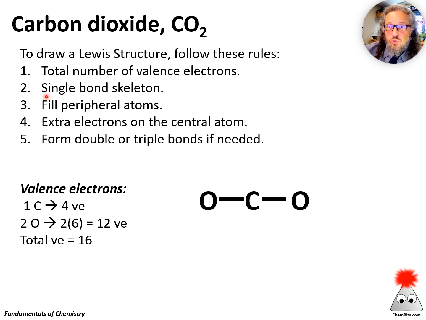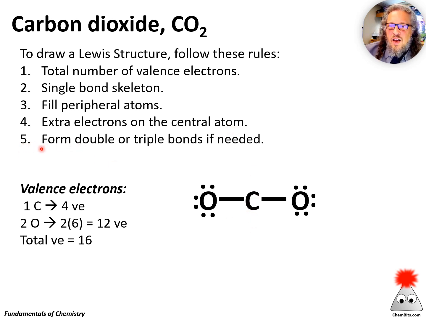Draw a single bond skeleton. I've used up 4 of those electrons. And now fill the peripheral atoms. I can fill the peripheral atoms, 2, 4, 6, 8, 10, 12, 14, 16. I've used up all the valence electrons. Extra electrons on the central atom. I don't have any of those, so I don't have anything for the central atom.